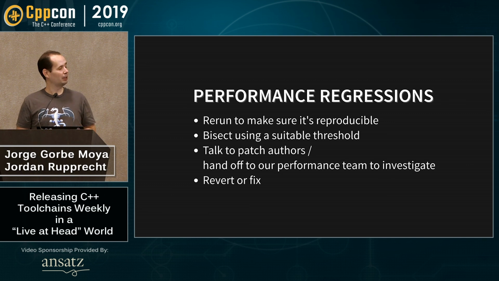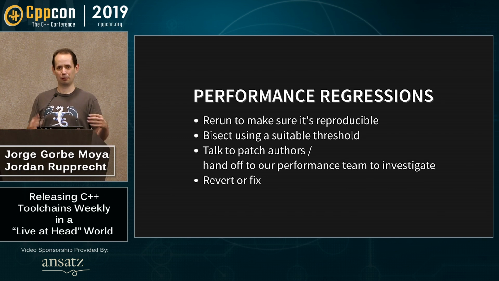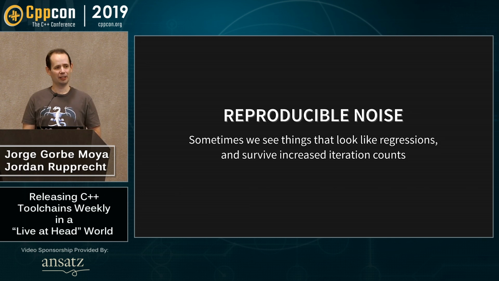And then we can either talk to the author of the patch that we got as the root cause of the problem, or sometimes, because it's not easy to hand over a reproduction, we have our own compiler performance team that looks at the code and works with the authors to try to get to a fix, or at least to explain the regression enough that we can agree on a revert. And finally, we revert it or fix it. And there are a couple of special cases here that I would like to discuss because they are quite specific to performance, and they are what we call reproducible noise.